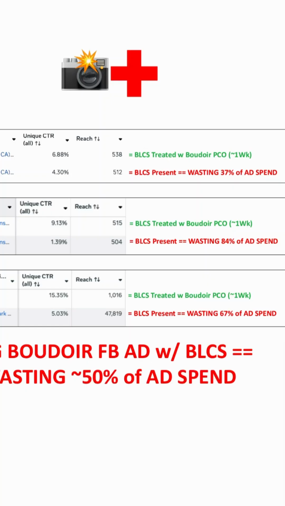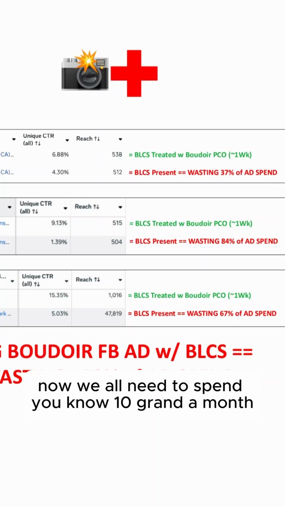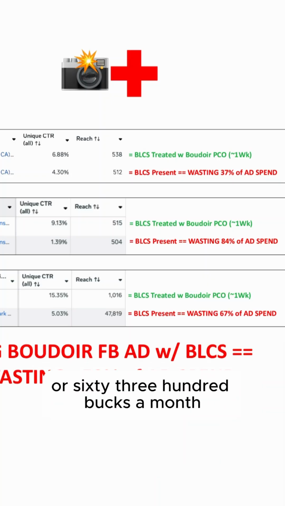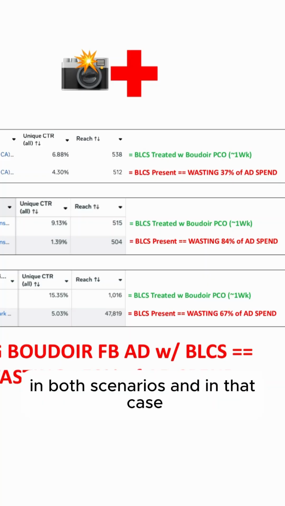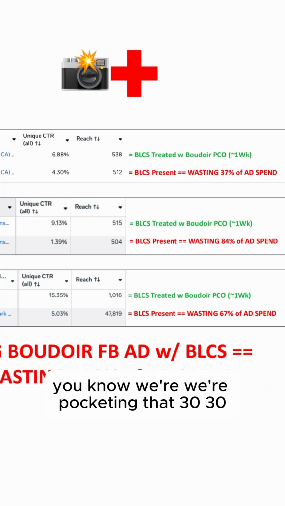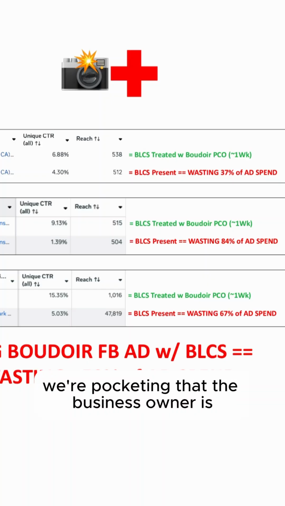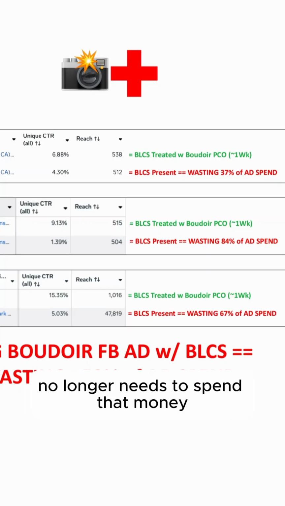So say they're spending 10 grand a month on the original boudoir Facebook ad. Now we only need to spend $6,300 a month on the Boudoir Pico treated ad to get our ads into the same number of women's brains in both scenarios. And in that case, the business owner is pocketing that $3,700 a month that was previously wasted, by simply not needing to spend that money anymore.